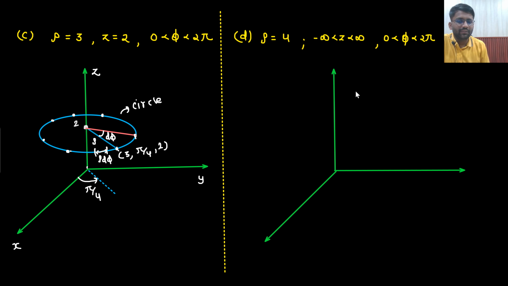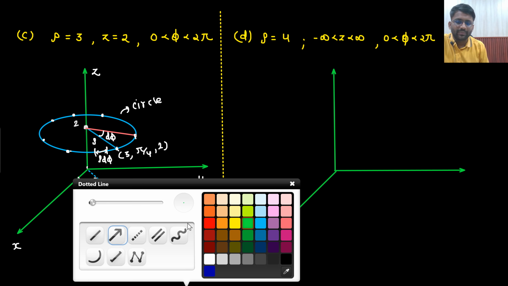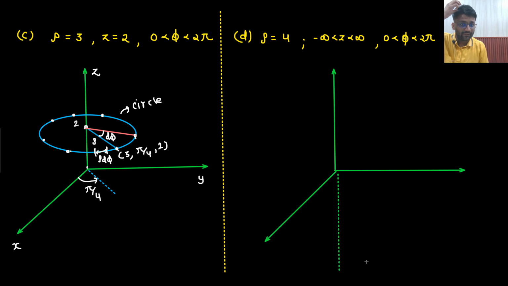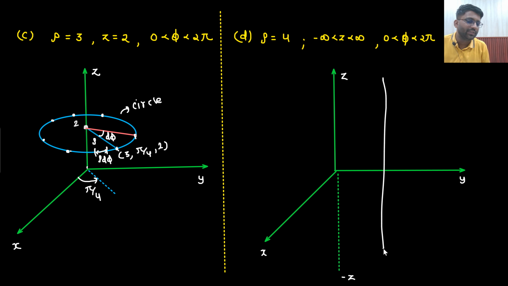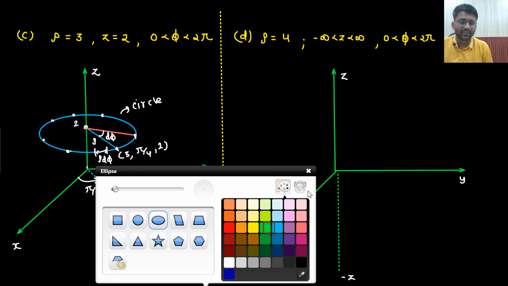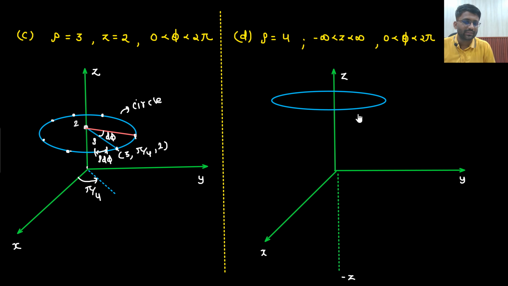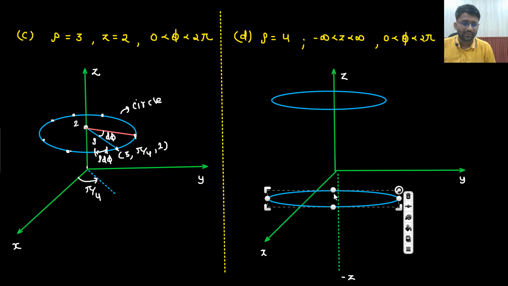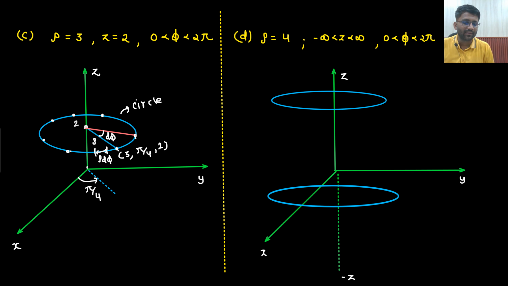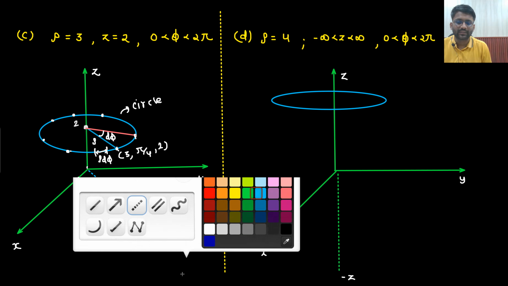Z will vary. Z will go from minus infinity to infinity. Here let's make minus infinity downwards. And phi will also vary. This is Z, this is X, this is Y. Z will go from minus infinity to infinity, and phi will vary from 0 to 2 pi. That means it will make a complete circle. What does that mean? It will end up making nothing but a cylinder. Let me make the cylinder and you will be able to understand. A cylinder which is extended till infinity, from minus infinity to infinity.